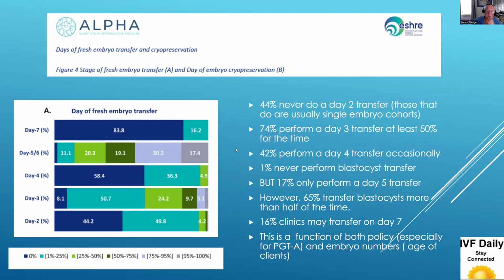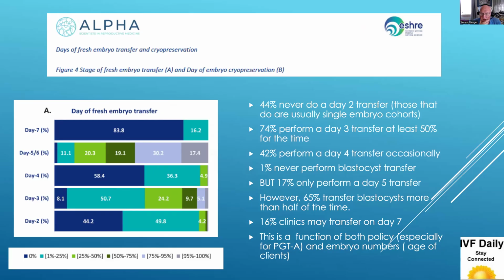And a couple of final tables. One was the day of fresh transfer. So they flipped the colours around so that now blue represents very little application, whereas before blue was important. So the colours did flummox me slightly. However, you can see that 40% of clinics never do a day 2 transfer, and those that do are probably only doing single embryo transfers or natural cycles or whatever.